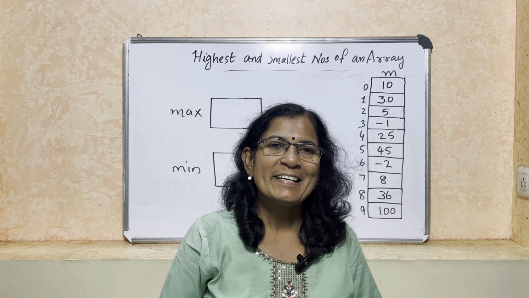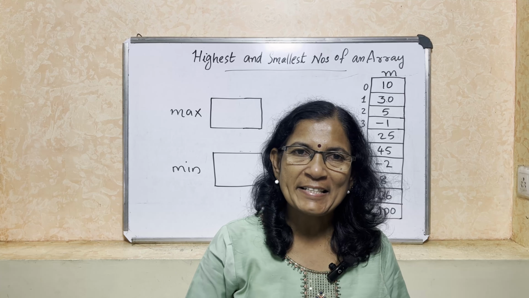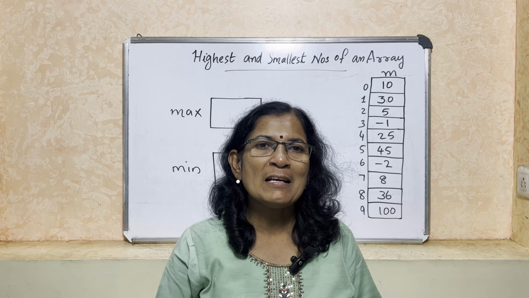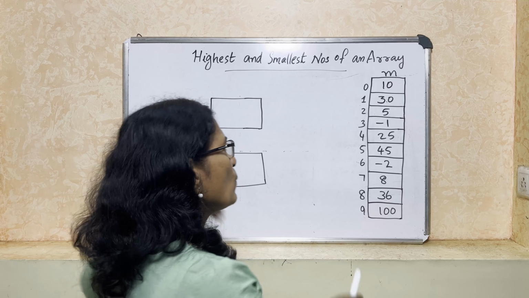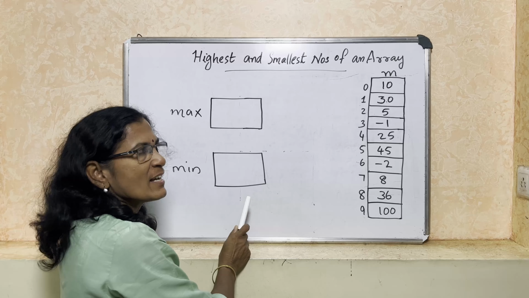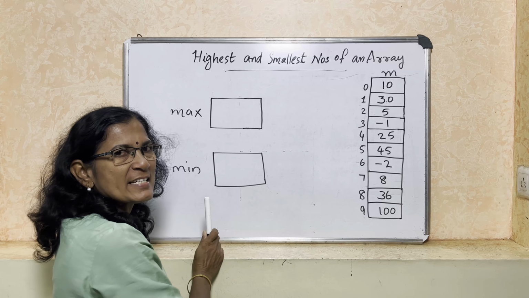Hello friends, today let's learn to write a program in Java to find out the highest and smallest element of an array. First of all, let's understand the logic to solve this problem. Here we have an array named M with 10 storage locations. Array index starts from 0 and the last index of the array is 9.